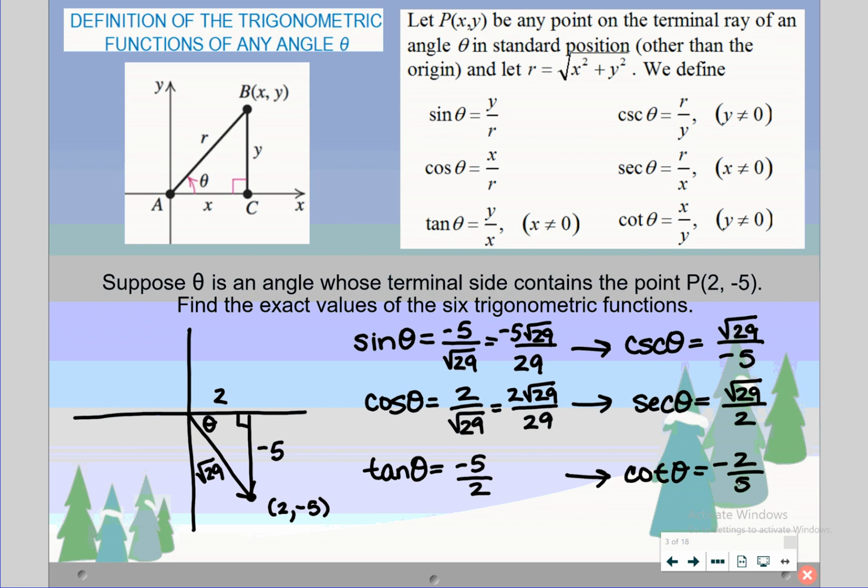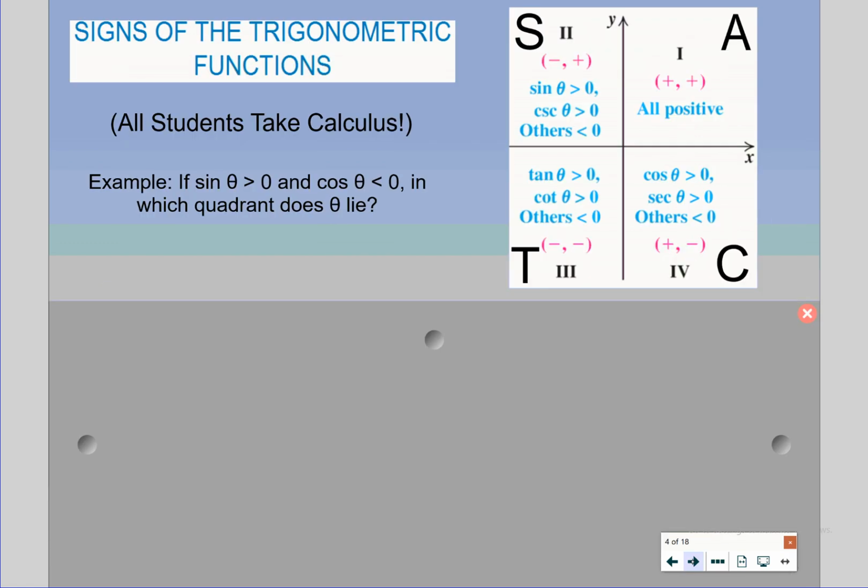Another little helpful thing that we have in trigonometry is this wonderful little chart here. If I were going to write anything down, and this is something you could do in the top corner of every test this semester, make a little set of axes and just put A, S, T, C. So this represents our 4 quadrants. A is quadrant 1, S is quadrant 2, T is quadrant 3, and C is quadrant 4.